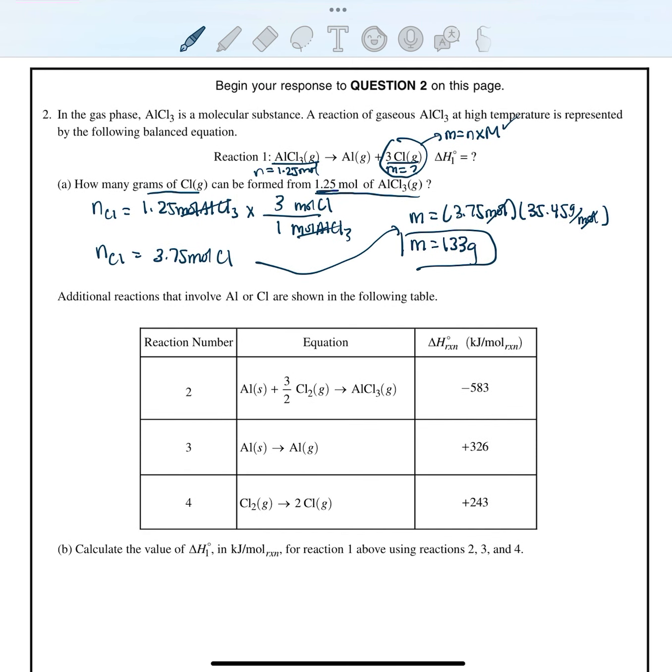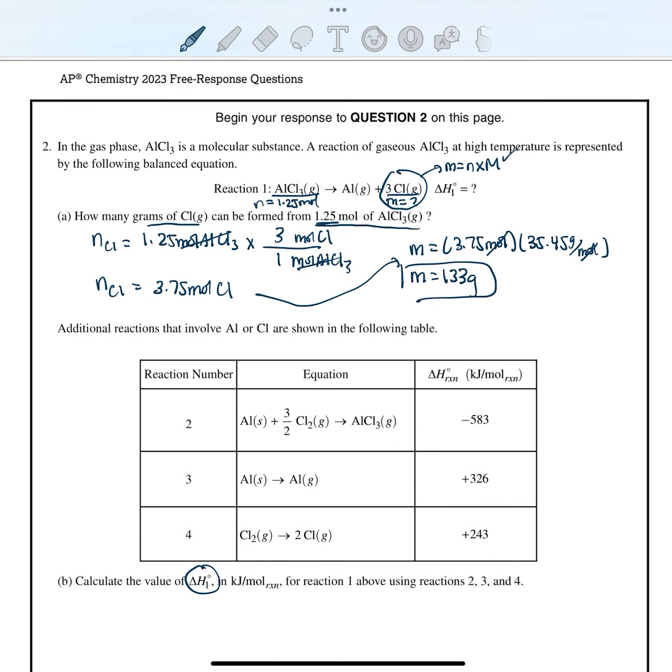Part B is a Hess's law question, and I like doing these ones. It's like a little puzzle. I'm asked to calculate delta H in kilojoules per mole for reaction 1. Now I wrote all over the top, so I'll write the equation again on top of this data table. We need to find delta H of this: AlCl3 gas produces Al gas and 3 Cl gas, using the data given. So it's a Hess's law problem.